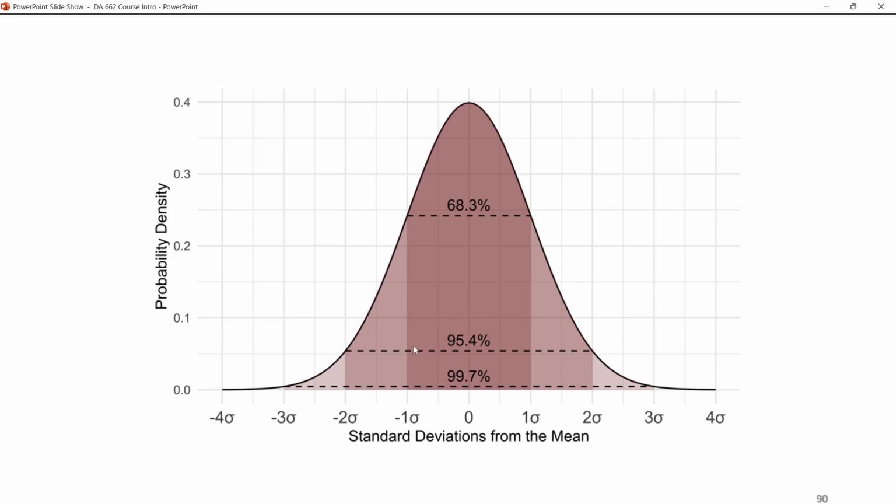And then 95% of data should be within, it's 95.4% of data should be within about 2 standard deviations of the mean. If I want exactly 95%, it's going to be 1.96 standard deviations. And for a normal distribution, 99.7% of observations are going to be within 3 standard deviations of the mean.